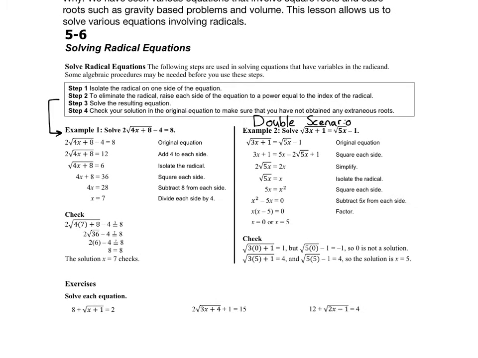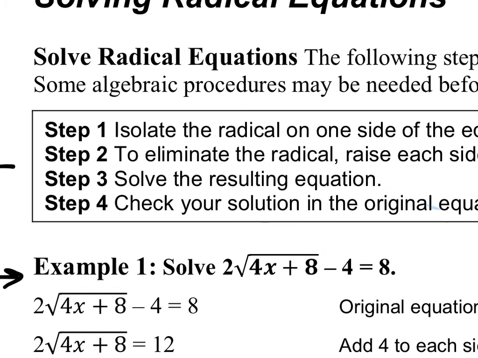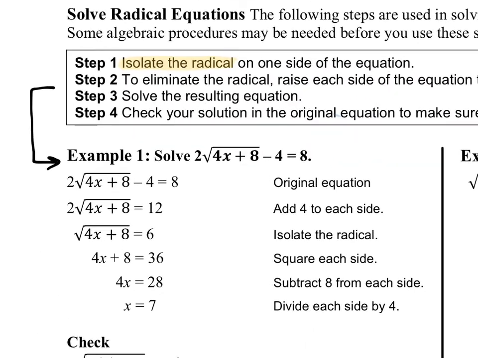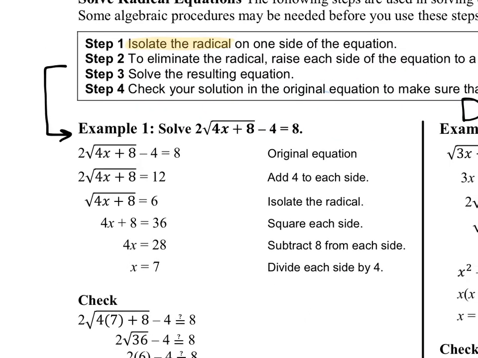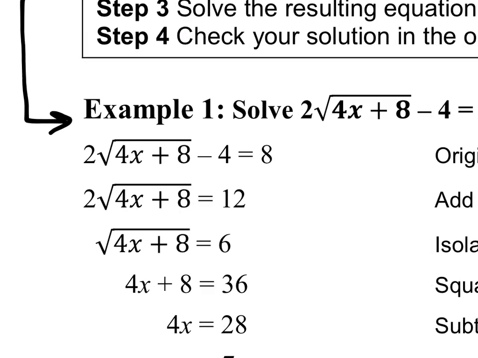The key step that's going to be important for us is to isolate the radical. We're going to be solving equations with sets of opposites: addition and subtraction, multiplication and division. So you can see that in this first example, the first step was that they addressed this -4. They added 4 to both sides. The next step is they addressed this 2. They divided by 2 on both sides.